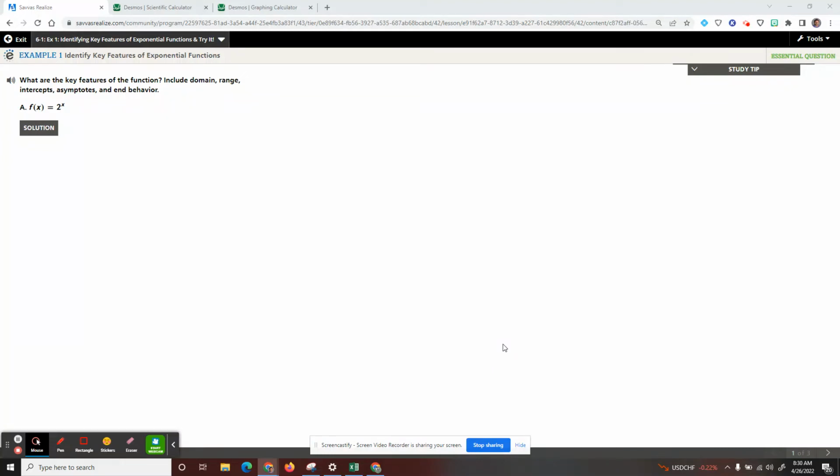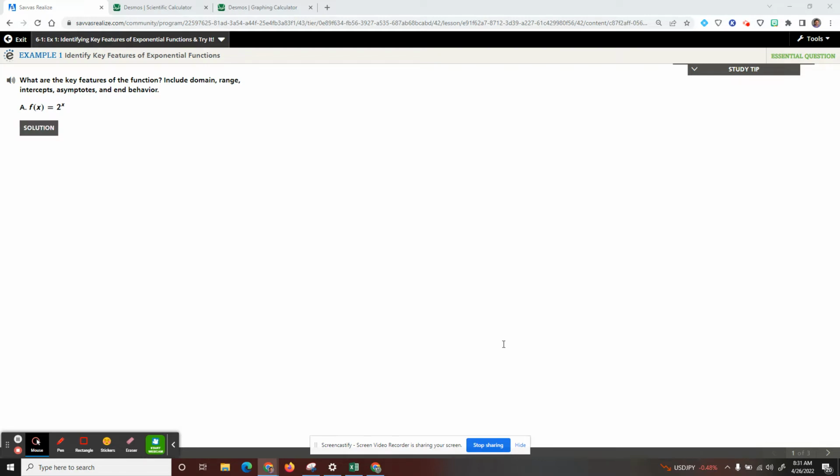In this unit, we are focusing on exponential functions. In this lesson, we're going to focus on the key features of exponential functions and basically get a background on them before we start really diving in. So the first part here, first example: what are the key features of the function? Include domain, range, intercepts, asymptotes, and end behavior.